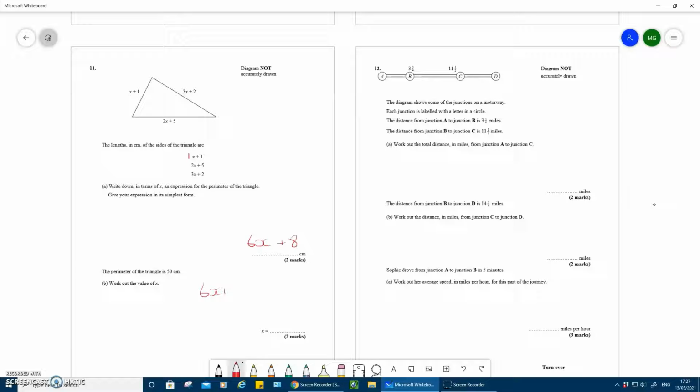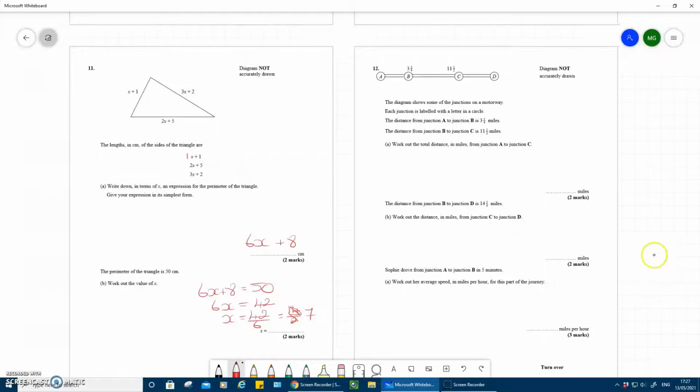So we know that the perimeter has to equal 50. Take off the 8 from each side. And then we're going to divide by 6. 42 over 6. We can divide top and bottom by 3. That's 14 over 2. Oh, sorry, it's just 7, isn't it? So the answer is 7.